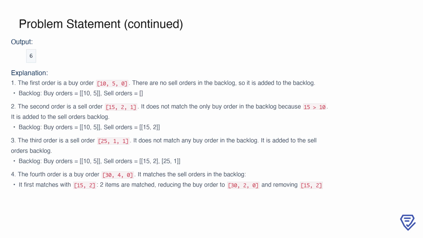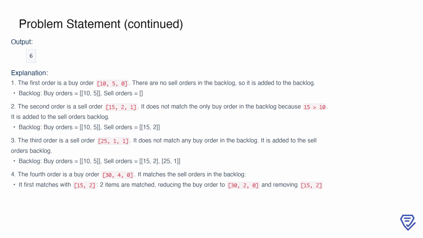The input array orders contains 4 orders: [10, 5, 0], [15, 2, 1], [25, 1, 1], and [30, 4, 0]. The first order, [10, 5, 0], is a buy order for 5 items at a price of 10 or lower. Since there are no sell orders in the backlog yet, this order is added to the buy orders backlog. The second order, [15, 2, 1], is a sell order for 2 items at a price of 15 or higher. This sell order cannot match the existing buy order in the backlog because its price of 15 is greater than 10, so it is added to the sell orders backlog.